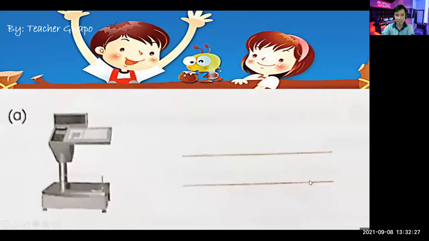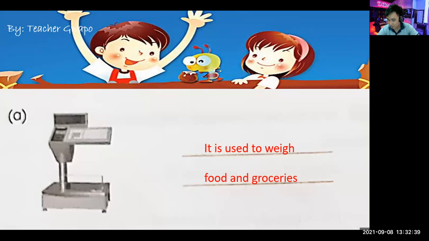Now, letter A, let us answer letter A. It is used to weigh food and groceries. What is this? This is digital grocery scale. This is digital grocery scale. It is used to weigh food and groceries.